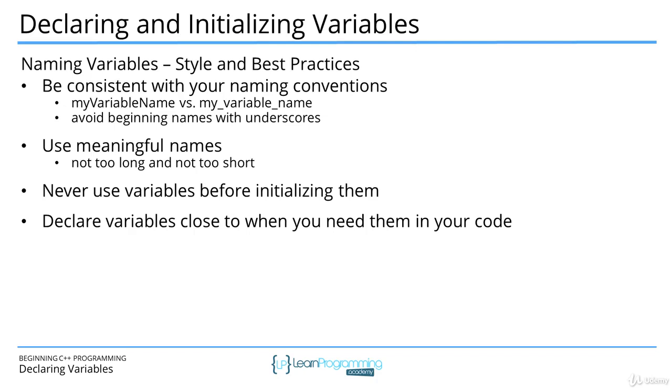Finally, it's best practice to declare your variables as close to when you need them as possible. In other words, if your program uses 10 variables, don't declare all 10 of them at the top of the file and then use them later. Instead, declare them right before you use them. There are many, many more programming best practices, and we'll discuss them throughout the course.